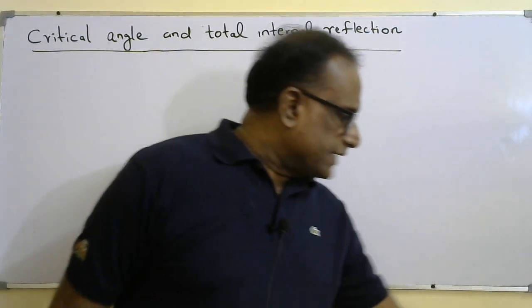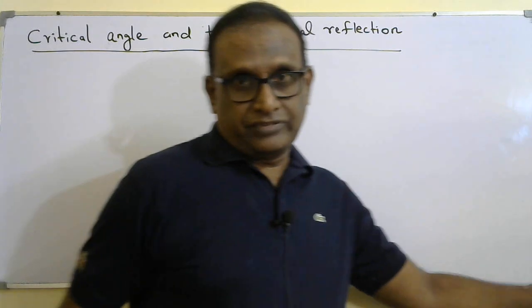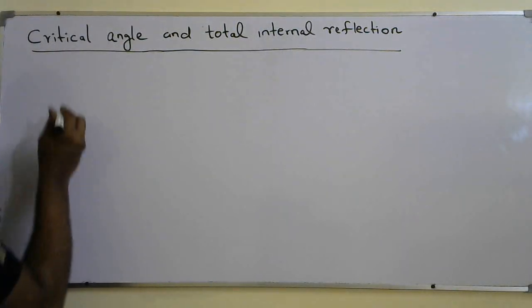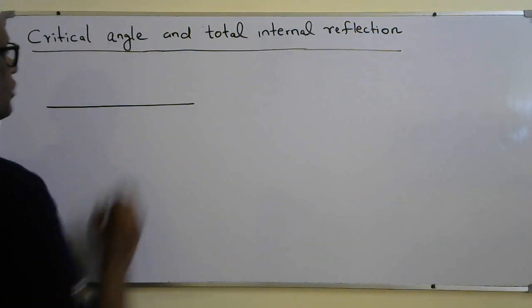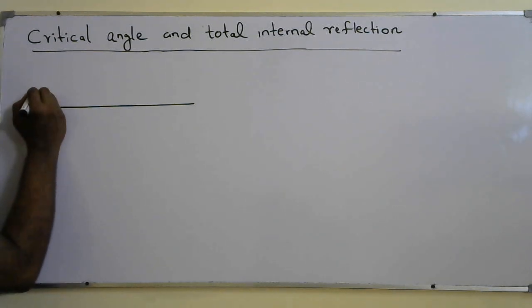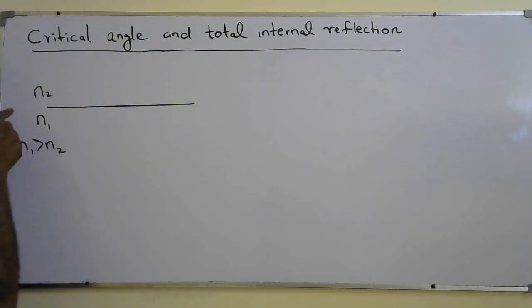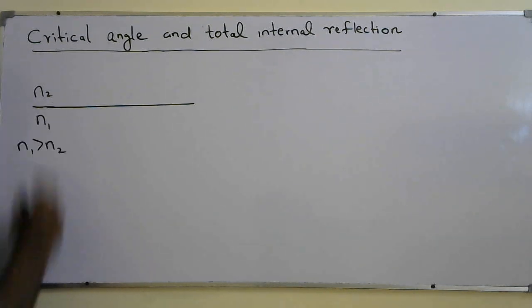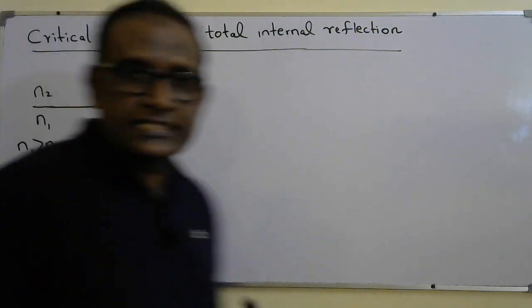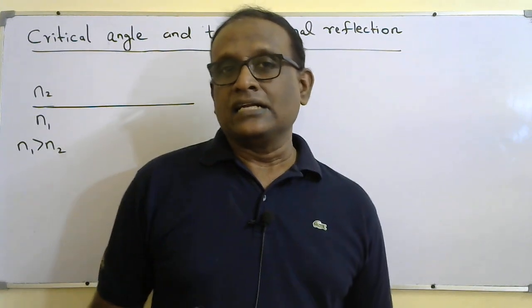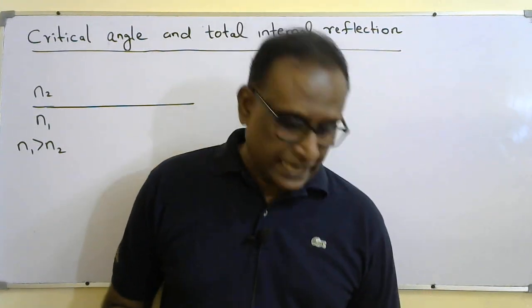Then what is total internal reflection? When light moves from an optically more denser medium to an optically less denser medium, n1 greater than n2, and the angle of incidence becomes the critical angle, the angle of refraction becomes 90 degrees.